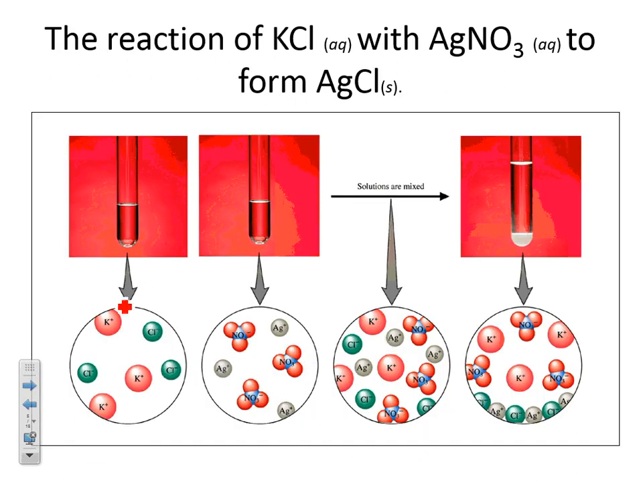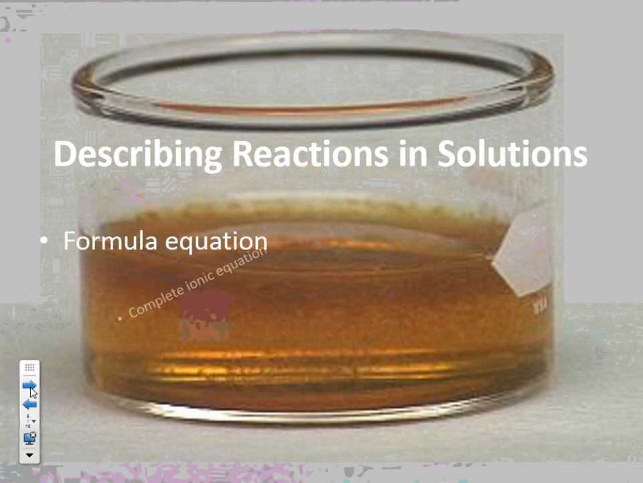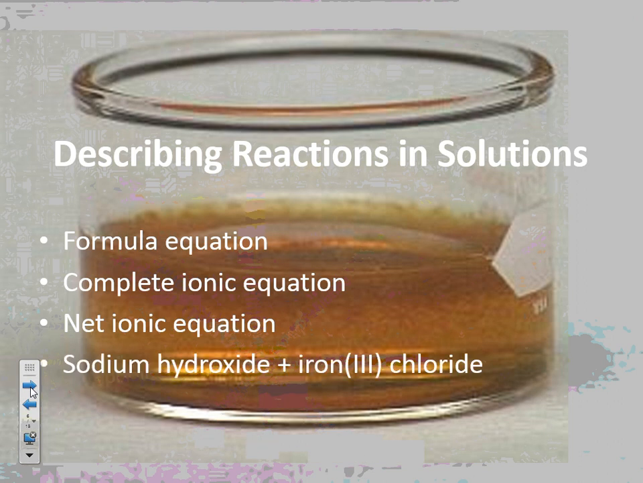Looking at this, here's your potassium chloride in solution, and your silver nitrate. Again, when they get mixed together, your silver nitrate combines with your potassium chloride, and the silver chloride precipitates out of solution. When we describe these solutions, we have a formula equation, a complete ionic equation, and a net ionic equation, and we're going to look at sodium hydroxide and iron 3 chloride.